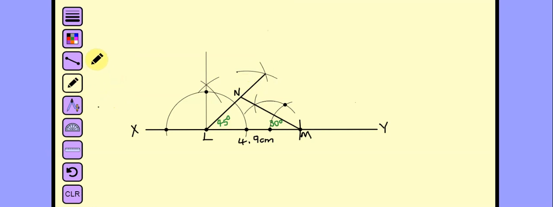Now the question had asked us to measure and state the angle at N. Based on our understanding of triangles, the angles in a triangle add up to give you 180 degrees. So if we already have 45 and 30 degrees taken out of that 180, we are supposed to be getting 105 degrees at N. So let us give that a shot.